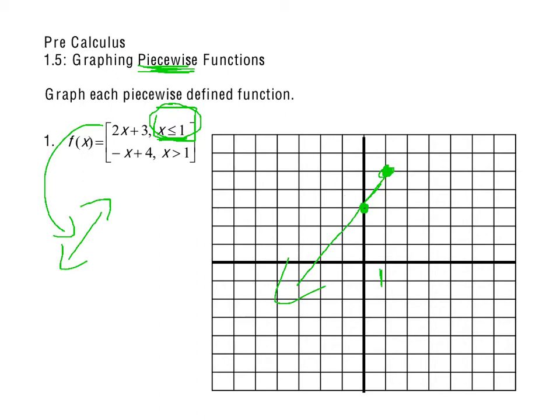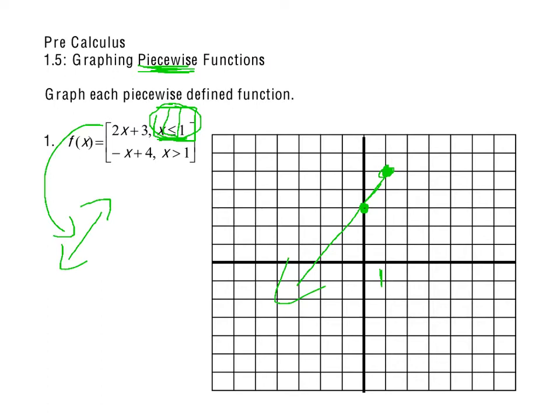Notice how in this graph, the arrow goes to the left. The reason is because this inequality symbol goes to the left. So that can kind of help you out. All right, let's get the second graph. Let's do that in red.